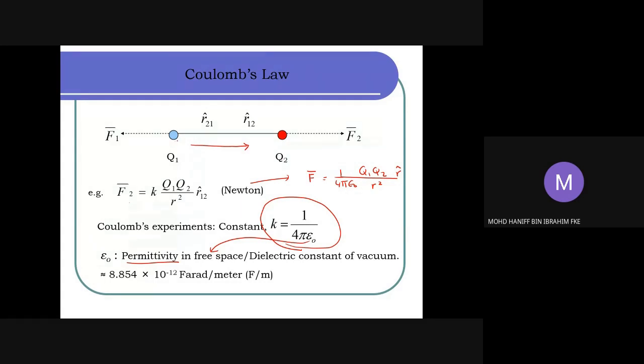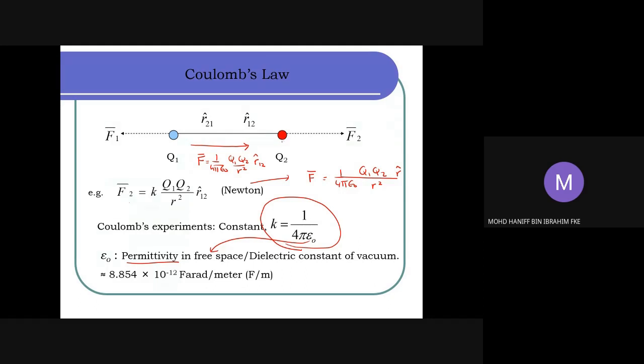The charge of Q1 is said to exert the force on the charge of Q2. So this is defined to be the force F, which equals 1 over 4 pi epsilon naught Q1 Q2 over R squared, times the unit vector of R directed from charge Q1 to charge Q2. I use the subscript 1 to 2 for R, which means the unit vector is directed from 1 to 2.